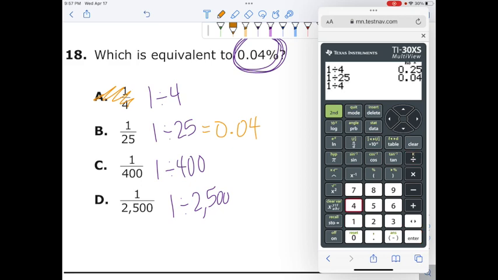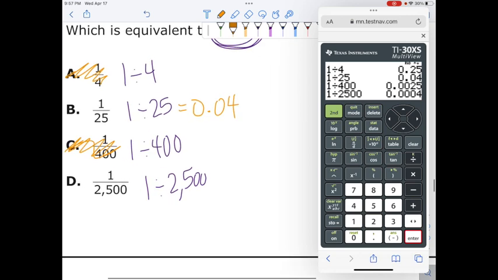1 divided by 400. That one's got 0.25. No, not that one. And 1 divided by 2,500. This one looks really interesting, 0.0004.